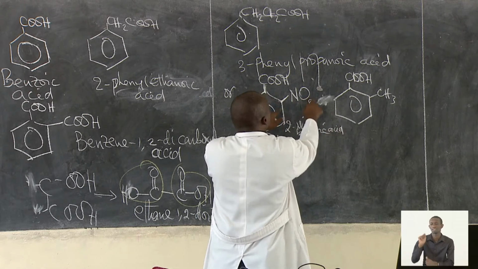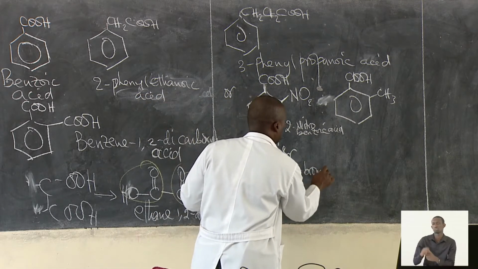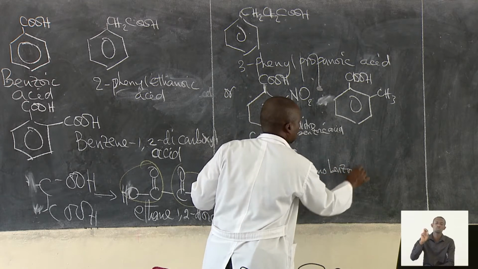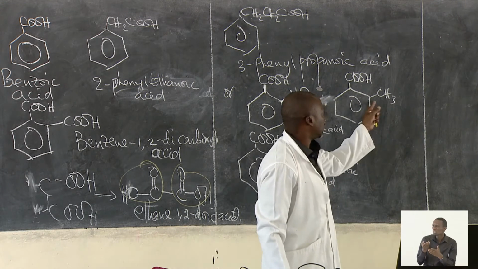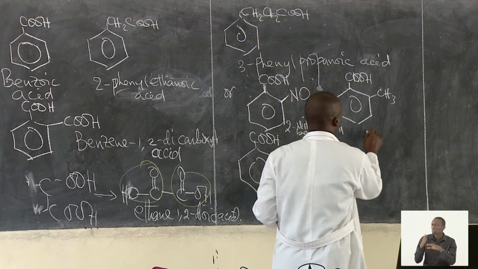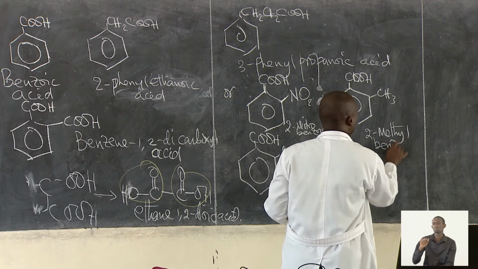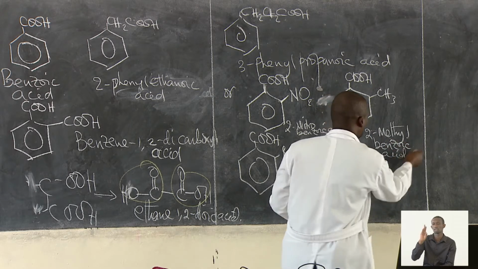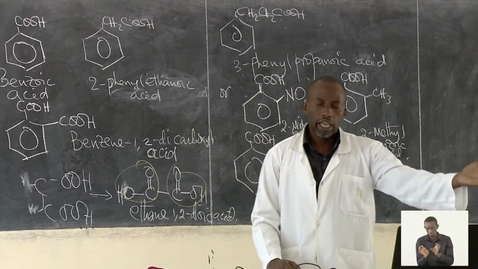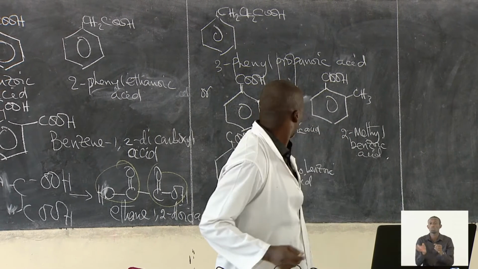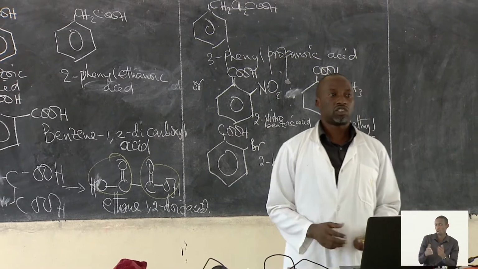So it means this is a substituent of the benzoic acid. So this is 2-bromo benzoic acid. And this one, what would be the name of this? This is a methyl group attached on carbon number 2. So this one would be 2-methyl benzoic acid. Right? Or if you have some other substituents, then just indicate the positions of those substituents. So that is how we can name these carboxylic acids.